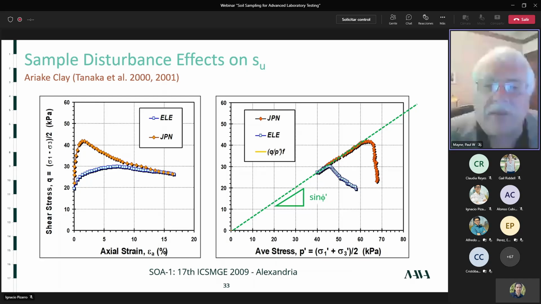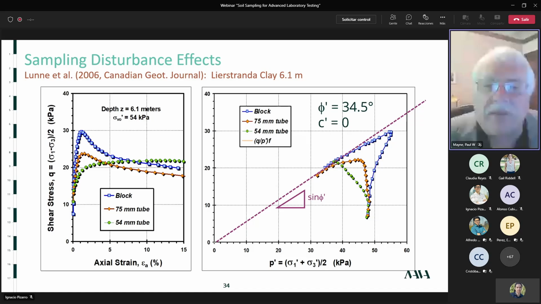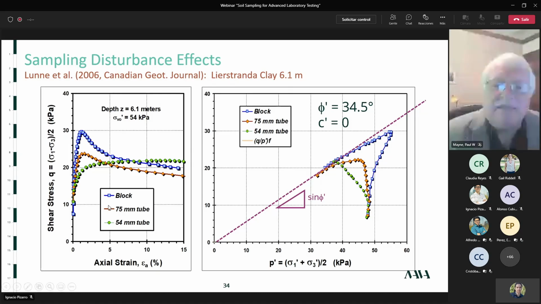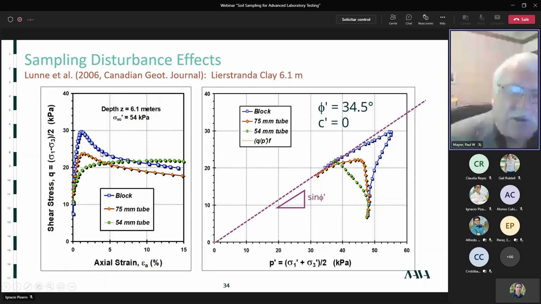Let's look at another example like this. Here we are. Tom Lunne has a paper in the Canadian Geotechnical Journal, and this is one of the Norwegian clays. He's taken 3 samples at 6 meters depth, and these are the 54 millimeter tube, which is the least of those methods. The 75 millimeter tube's a little bit better, and then what they call a block sample, shown by the blue symbols. And again, you see we get different stress strain strength curves.